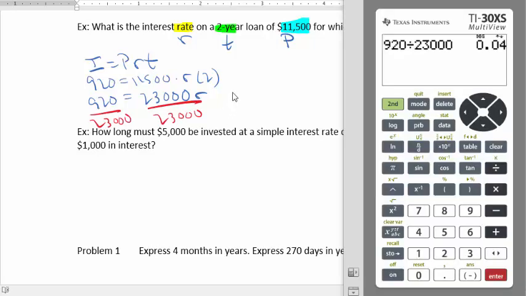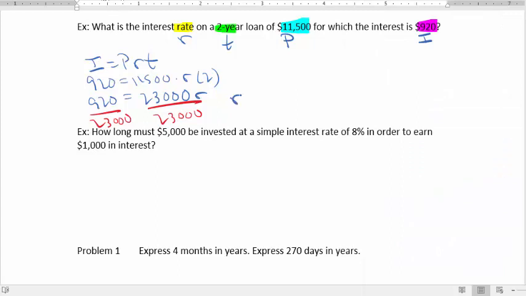And that'll give you 0.04, so the rate is 0.04, but 0.04, as we know, you must write as a percent, so it's 4%. So the interest rate is 4%. So we found the interest, the principal, and the rate. Now the final thing to do is to find the time. The question says how long, so that means you're finding the time.